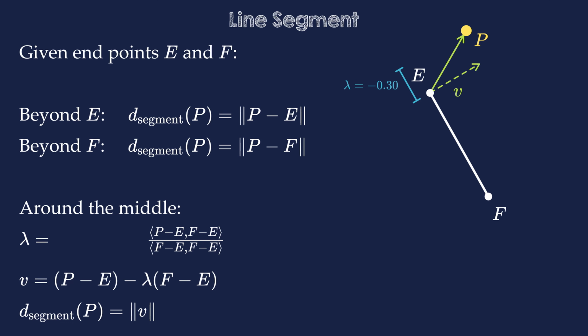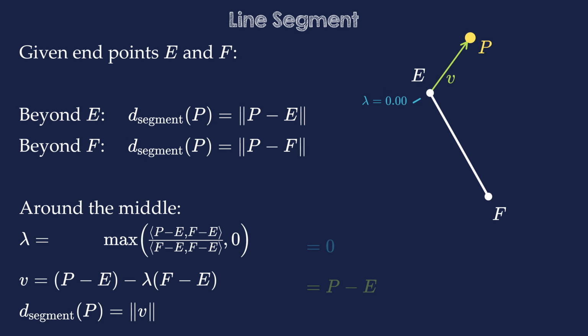Instead of doing a distinction by cases, however, we can do something clever to combine the three cases. When the fraction of scalar products is negative, we are beyond the endpoint E, and we need to take the length of P minus E. If we look at the definition of v, we get that vector if lambda is 0. So if we can set lambda to 0 if the fraction is negative, we would have incorporated the beyond E case into this one. And we can do that by setting lambda to the maximum of the fraction and 0.